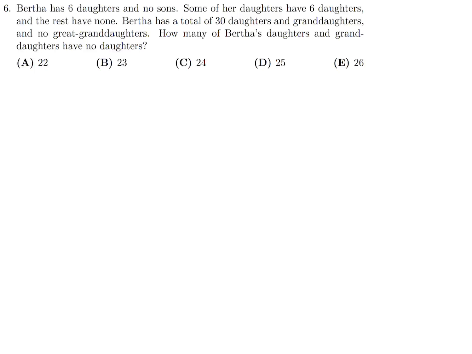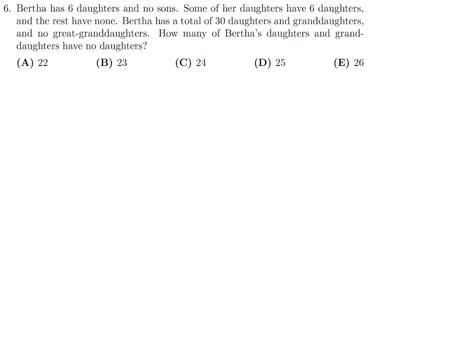Bertha has 6 daughters and no sons. Some of her daughters have 6 daughters, and the rest have none. Bertha has a total of 30 daughters and granddaughters, and no great-granddaughters. How many of Bertha's daughters and granddaughters have no daughters?